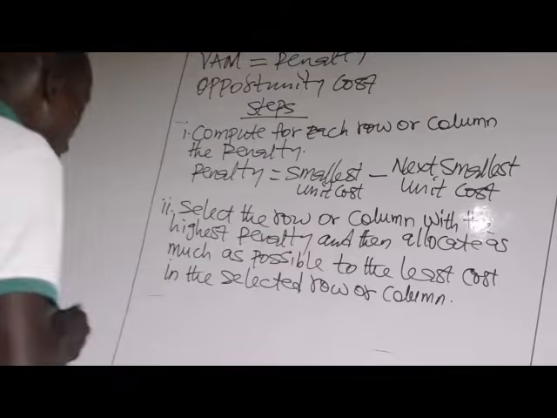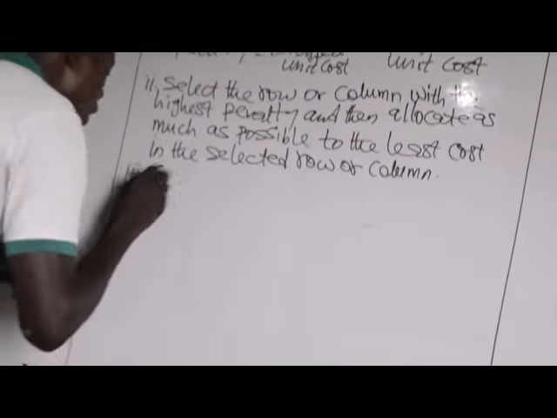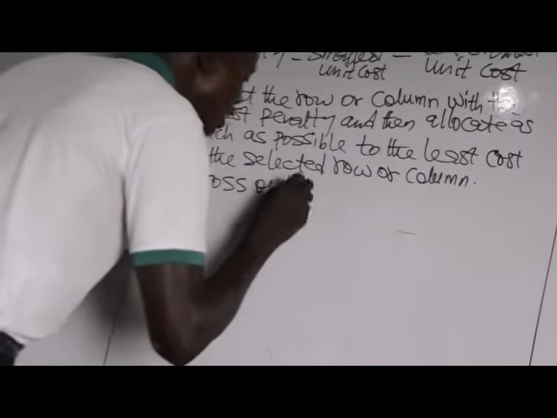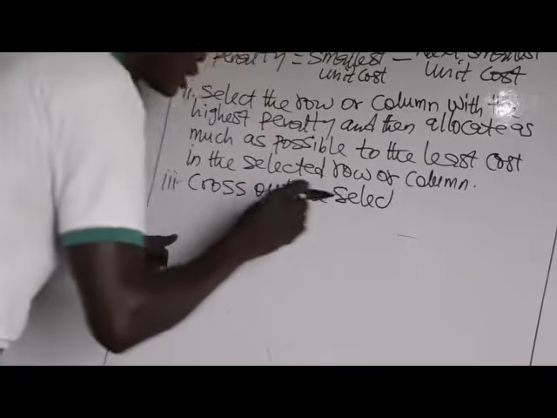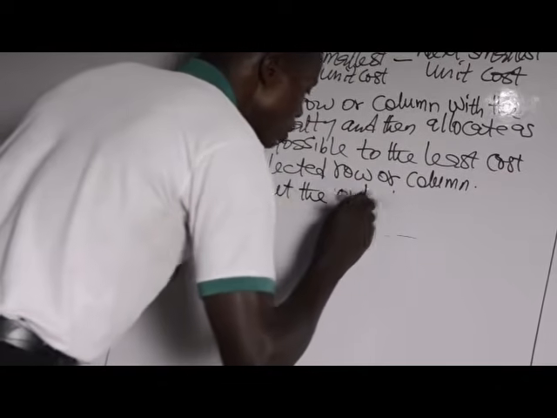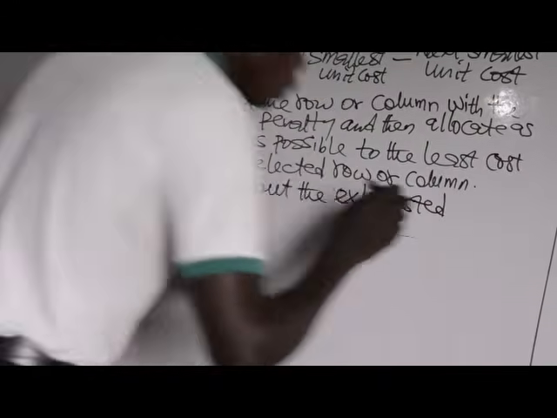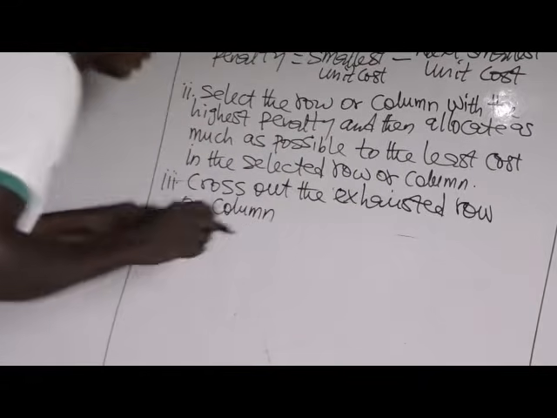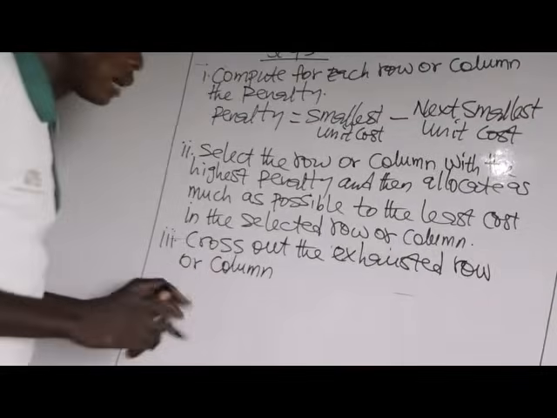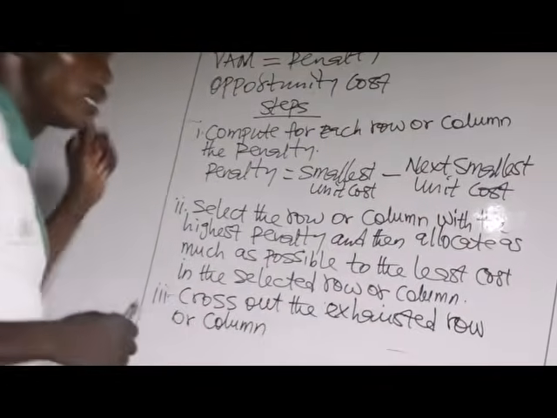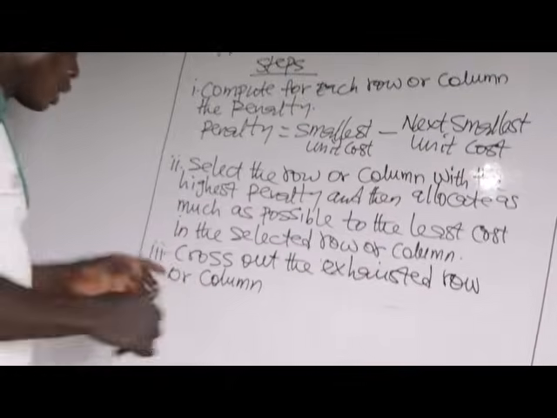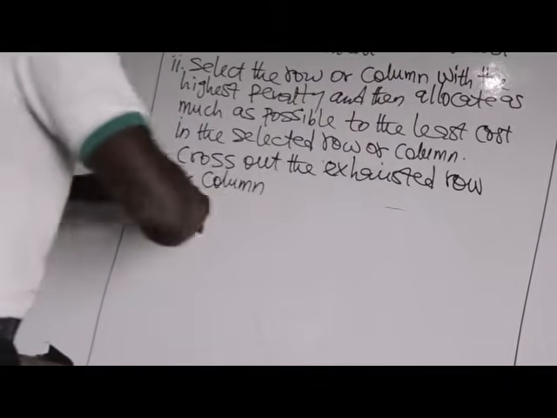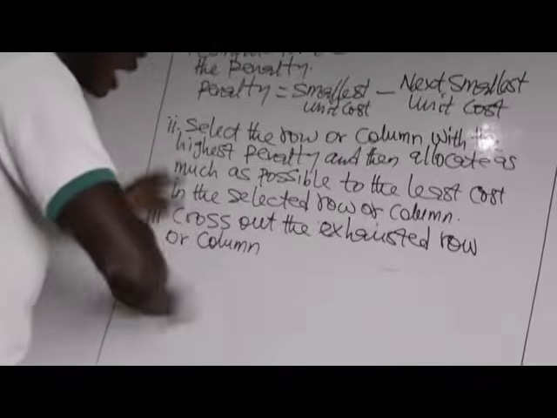Cross out the exhausted row, that is the third step. Step 3. Cross out the exhausted row or column. Any row or column that has been exhausted, you cross it out. If a row and column are exhausted simultaneously, then only one of them should be crossed out. You either cross out the row or you cross out the column, not both at the same time.